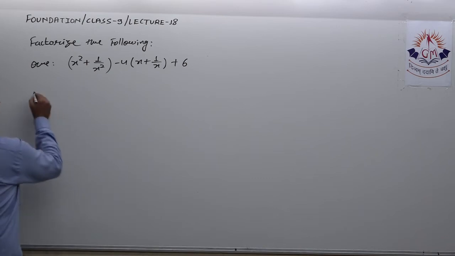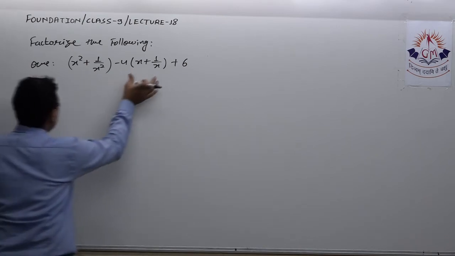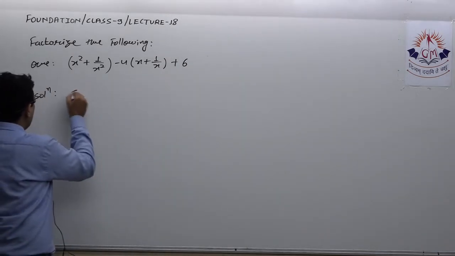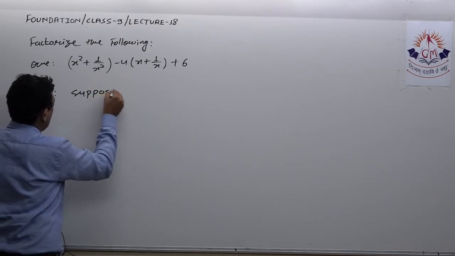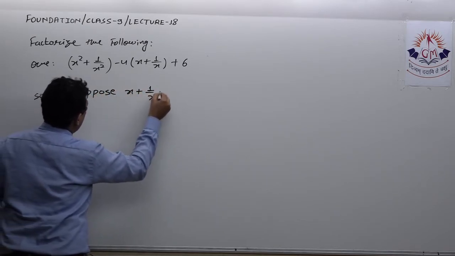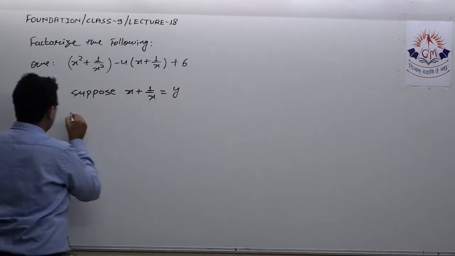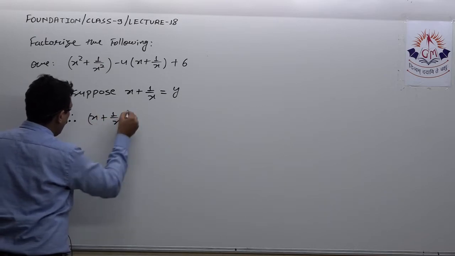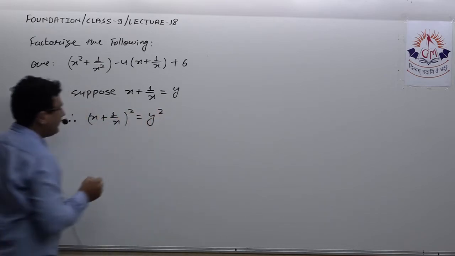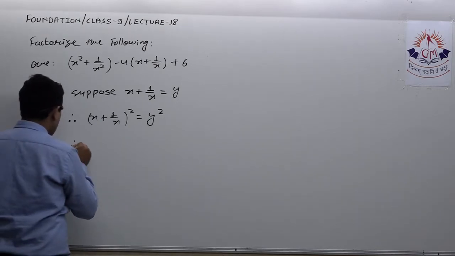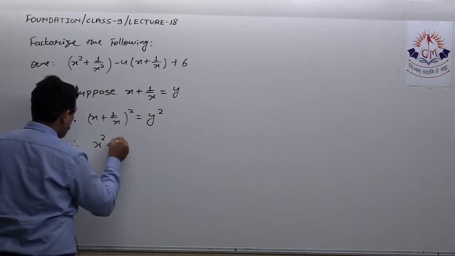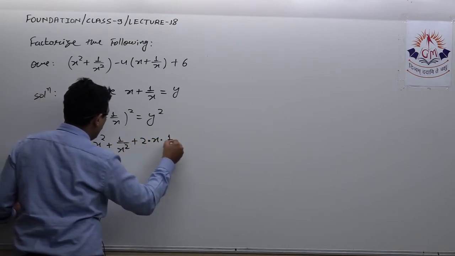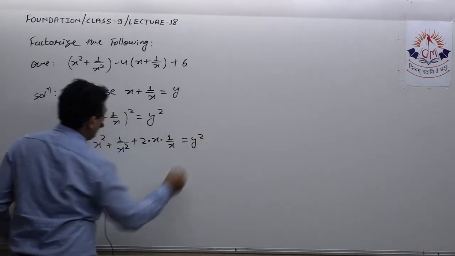Okay, so let us see how to solve this. See here, x plus 1 upon x, I'll assume as a different variable. Suppose x plus 1 upon x is equal to y for a while. Therefore, x plus 1 upon x whole square is equal to y square, squaring both sides. So this gives you x square plus 1 upon x square plus 2 into x into 1 upon x is equal to y square.